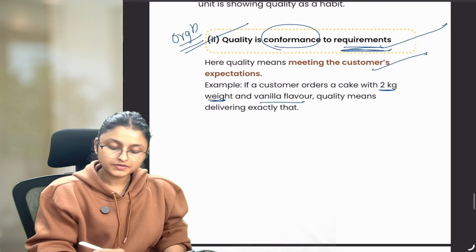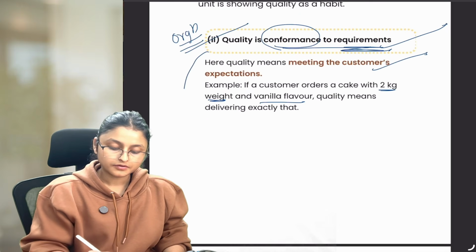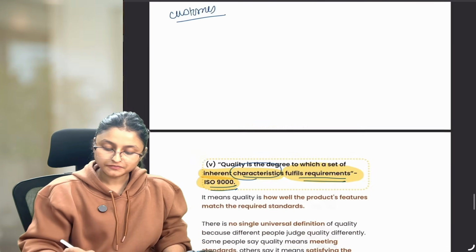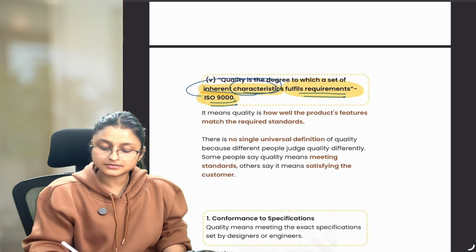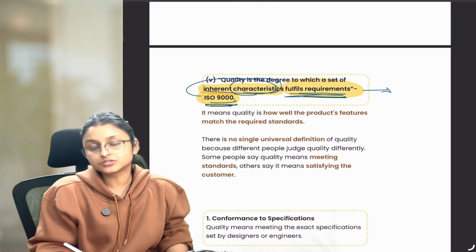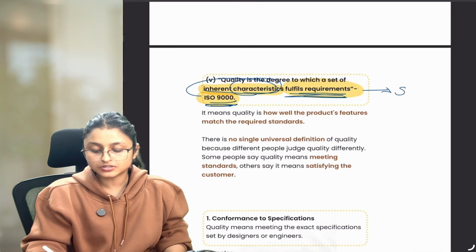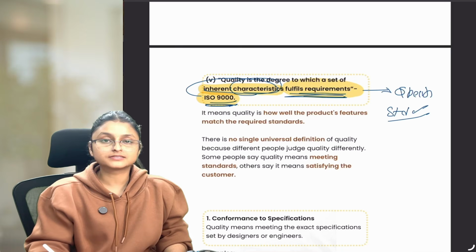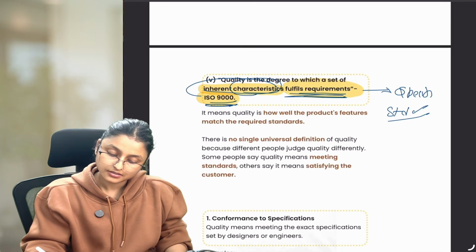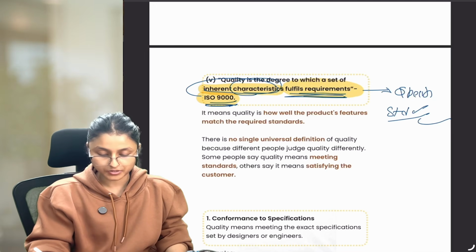Earlier, when we said conformance to requirement, we were focusing on what the customer is expecting from us. But when we say inherent characteristics fulfilling requirement, specifically from ISO 9000's perspective, we are focusing on the specifications or the standards set by the organization. Are we able to fulfill the standards which are set by us? Then it will be treated as a quality product.